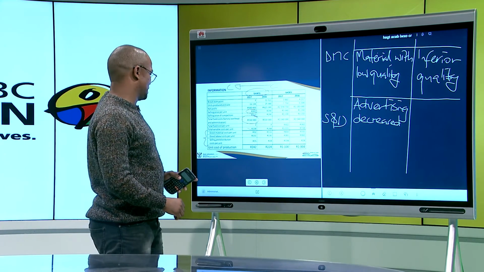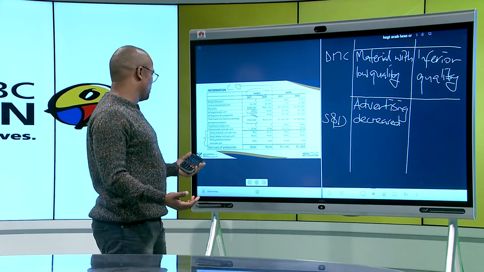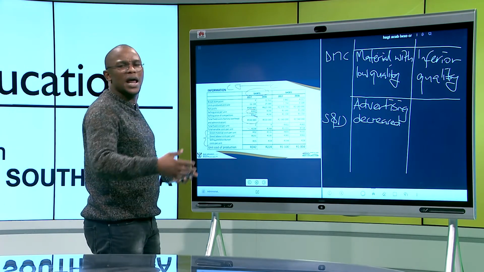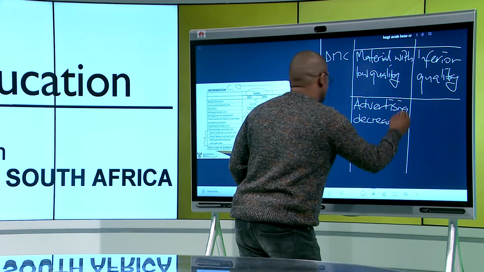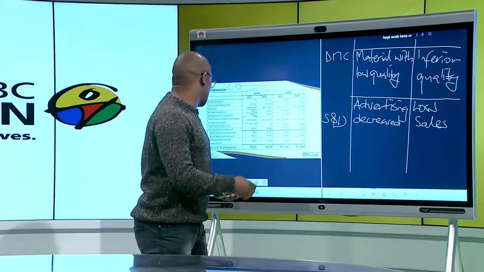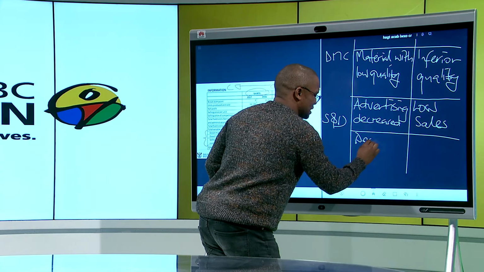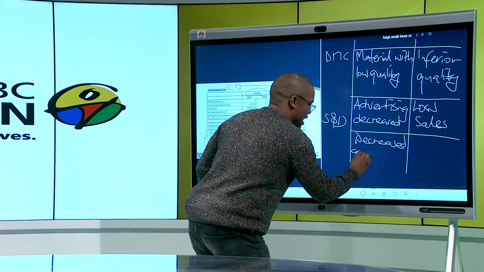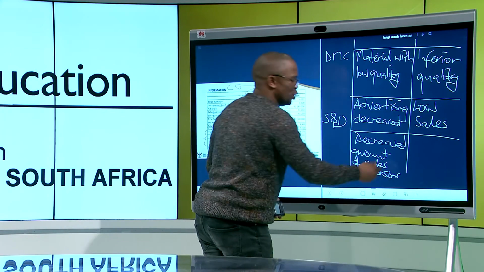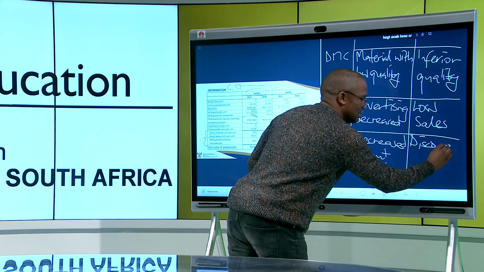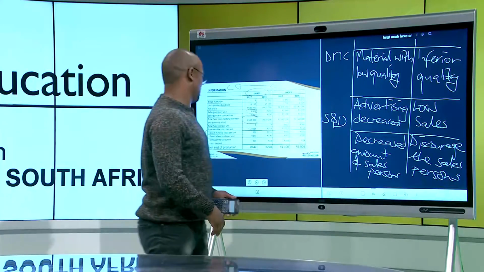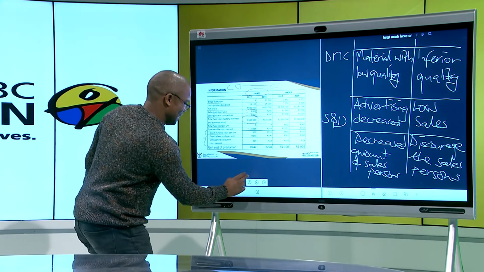Are you still with me, my dear learners? So if advertising decreases, what's going to happen? It means now we're going to have low sales. People are no longer buying. It means now we are losing. That will be your low sales. That is a concern. Or one other person might say, they decreased the amount or remuneration of the salesperson. What will it do to the salesperson? It will discourage the salesperson, which will lead to lower sales. I hope you understood that one, my dear learners. Let's go to the other one.